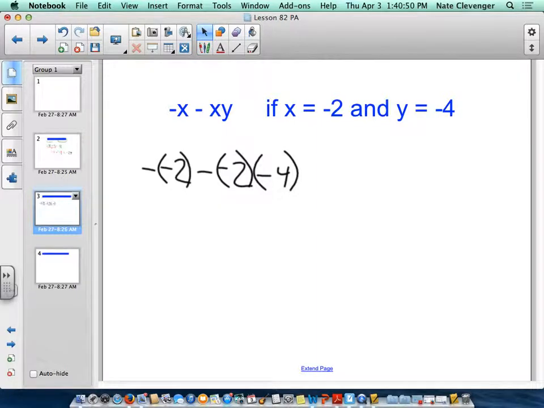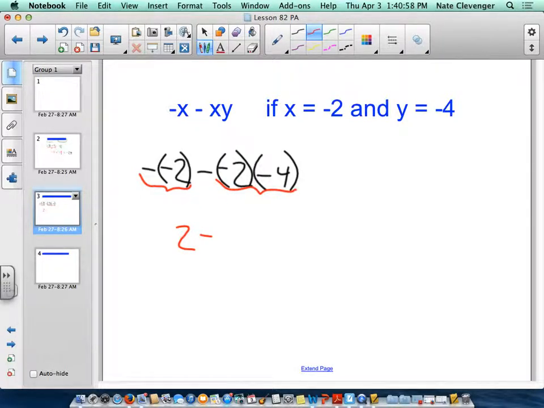Now I can change the negative negative, 2 negatives make a positive 2, minus, and here I have a negative 2 times a negative 4, bad guy leaving town. Is that a good thing or a bad thing? Good thing. 2 times 4 is 8.